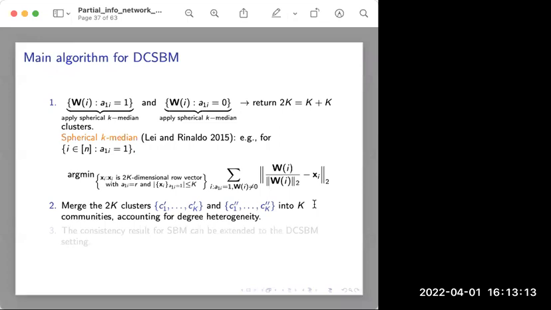But the idea is that you account for these differences in degree parameters by doing a division, and then after doing the division, you try to match the 2 matrices again. So the overall idea is still similar. And the theory also extends nicely to the degree corrected version. We can again show some weakly consistent result for the degree corrected model.